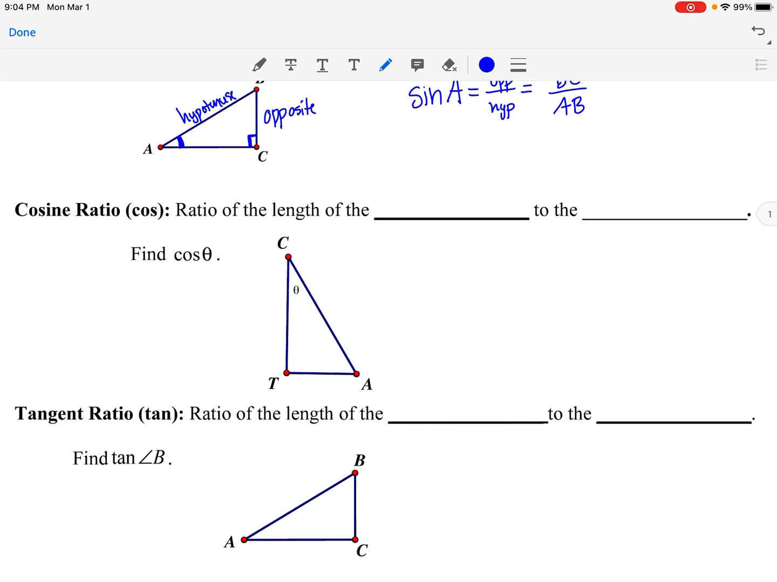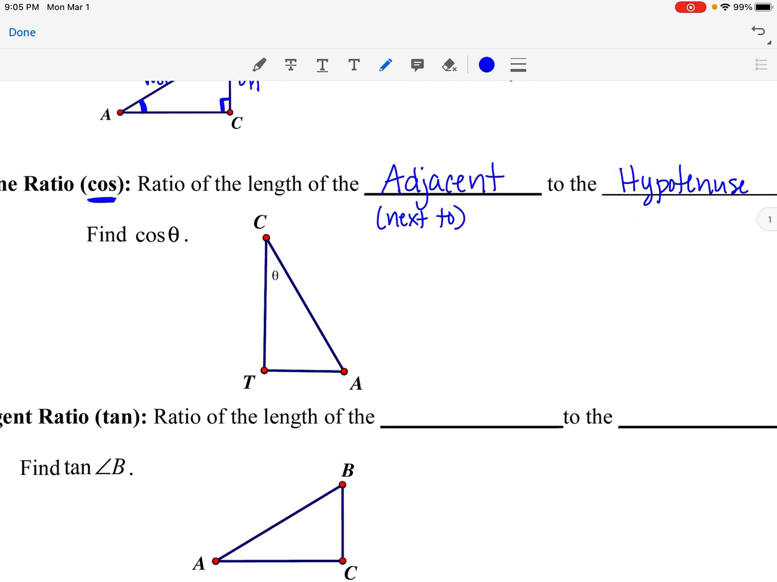The next one that we would look at is cosine, which is condensed to COS. The cosine ratio is the adjacent side over the hypotenuse. Adjacent means next to. We only have three different sides that we can use, so we've talked about all of them so far. Okay, so find the cosine of theta. Theta is a Greek letter that you will see very often that represents angles.